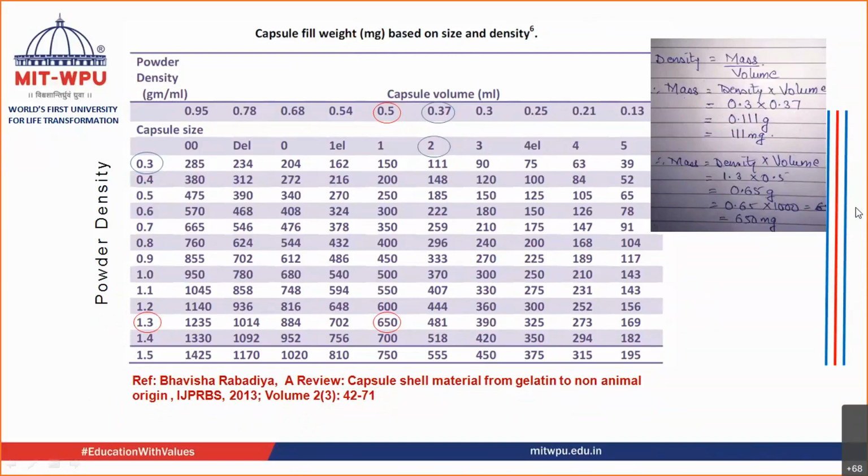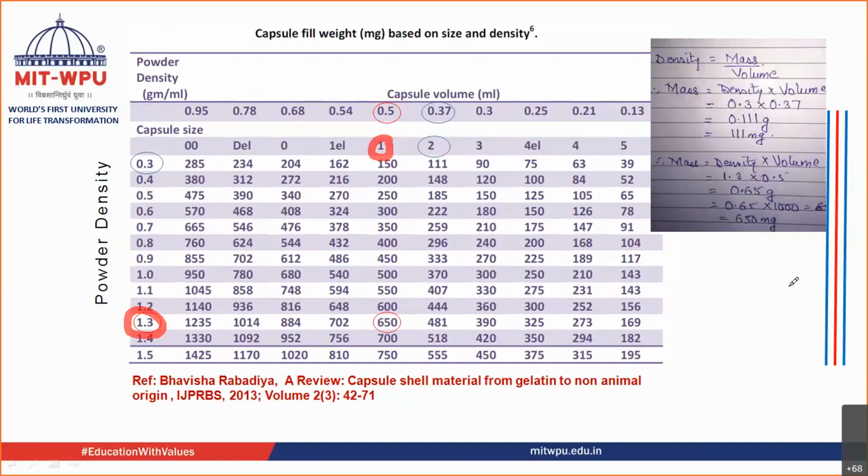Okay, fine. Now let us move to the second example. Depending upon this, your next assignment is going to be given, so you have to remember this. Okay, Kalpesh, I'll explain again. Now let us take another example, whereby you have the powder density as 1.3. This you understood, powder density is 1.3, okay. Capsule size is 1. So how much milligram will be filled into it?